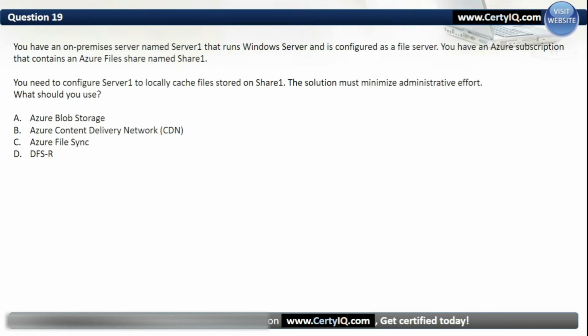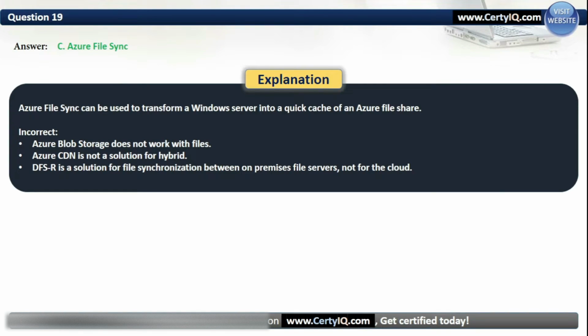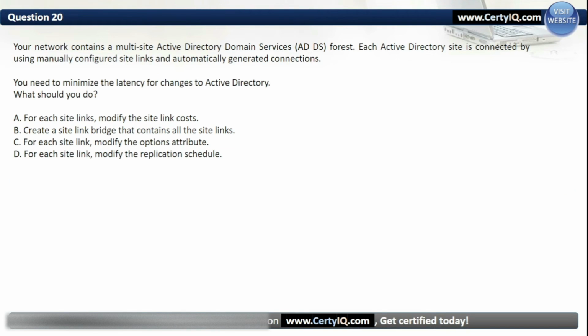What should you use? Our options are A. Azure Blob Storage, B. Azure Content Delivery Network, C. Azure File Sync, or D. DFS-R. The correct option is C. Azure File Sync. Azure File Sync can be used to transform a Windows server into a quick cache of an Azure file share.